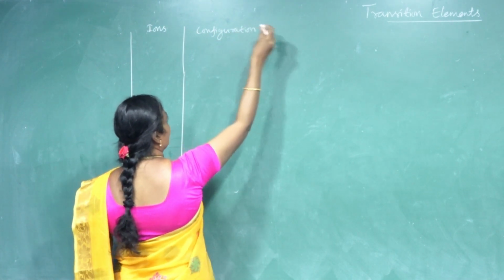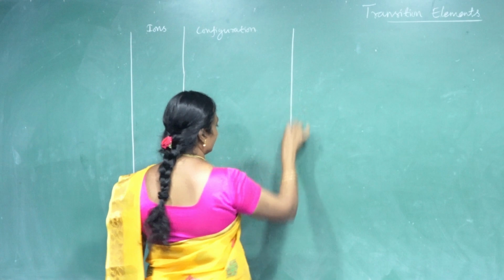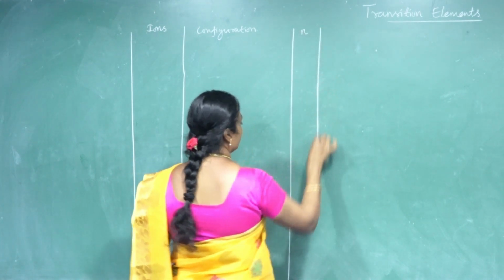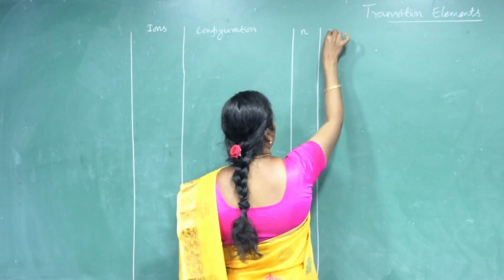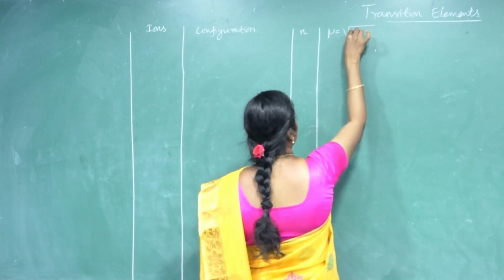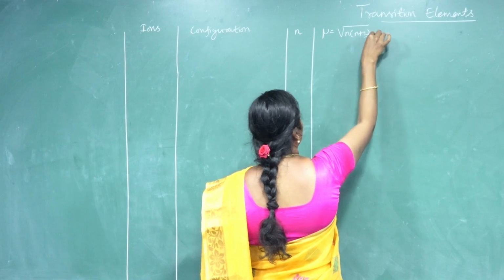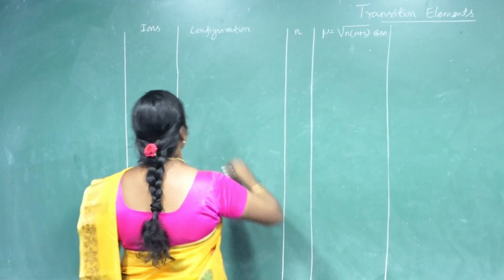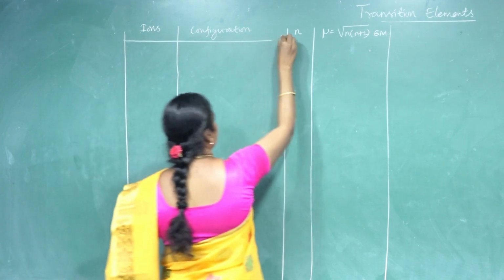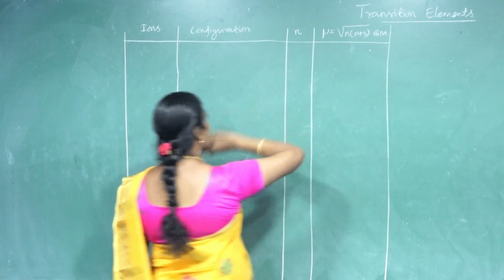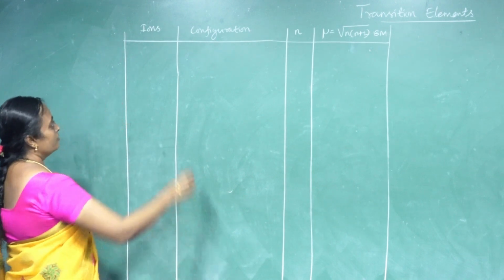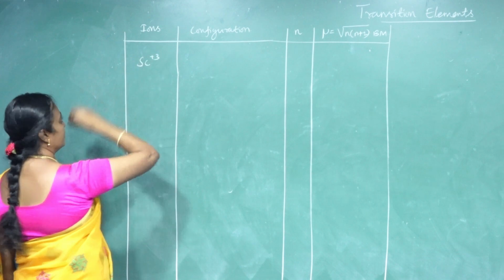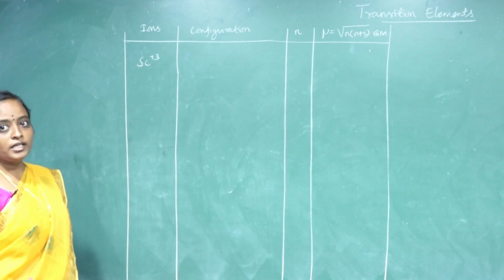From those configurations, let me show how to calculate the number of unpaired electrons, and from that we will calculate the magnetic moment value. First let me take the d0 configuration. The first ion is scandium plus 3.